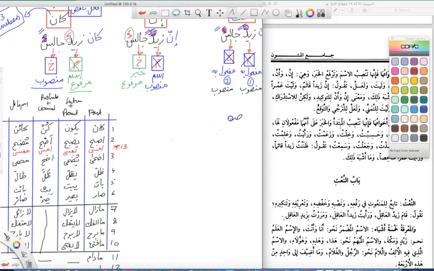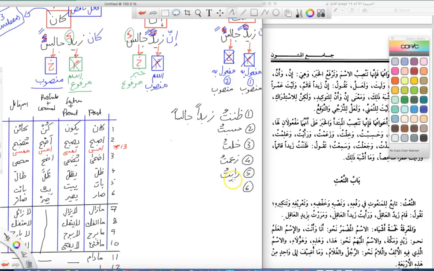Okay, so number 1, ظننت. ظننت زيدا جالسا. I thought Zayd was sitting. That's number 1. Number 2 is حسبت. حسبت, I thought, I assumed Zayd was sitting. Number 3, خلت. خلت as well, it means I thought. Number 4, زعمت, I claimed. I claimed Zayd was sitting. Number 5, رأيت. رأيت, I saw Zayd sitting.